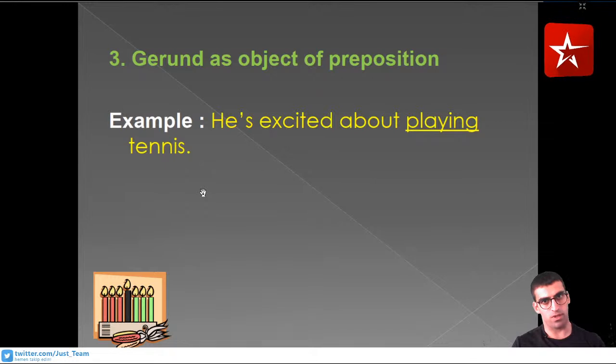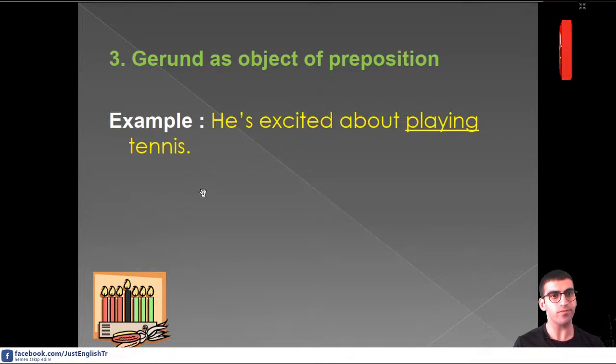Yes, the third rule is about the prepositions. After prepositions, we can use gerunds. He's excited about playing tennis. So about is one of the prepositions in English. So we use gerund after this kind of prepositions, guys.